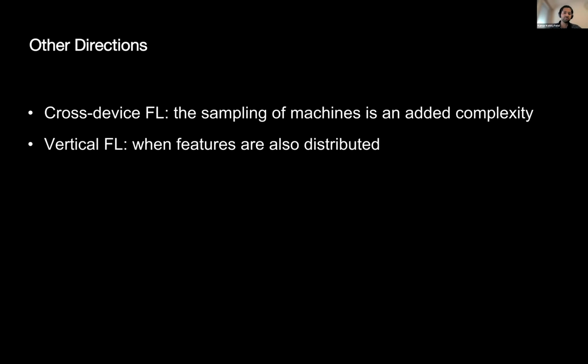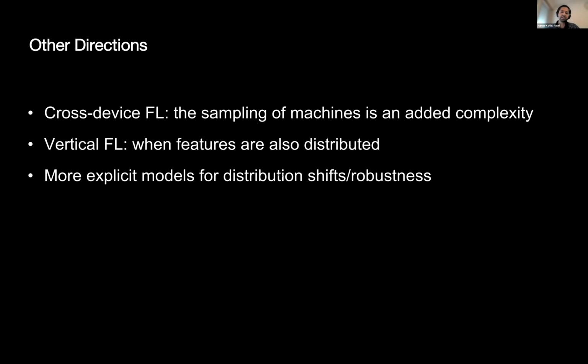Another direction which I briefly mentioned is vertical federated learning, when the features are also distributed. So you somehow need to make sure that however you are collaborating, however you are aggregating the models on different machines, they are cognizant of the fact that the features are also distributed.